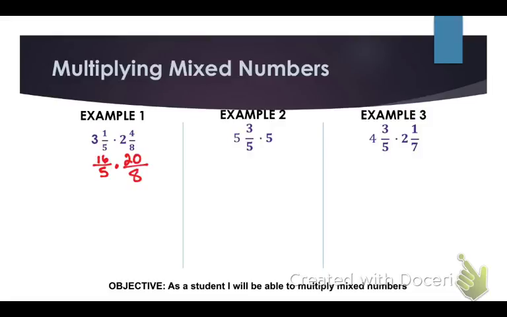All right, now we're going to go ahead and pre-simplify if we can, and we definitely can. 5 and 20, they have a common factor of 5. 5 goes into 5 1 time, 5 goes into 20 4 times. 8 and 16 also have a common factor. That would be 8. 8 goes into 8 1 time, 8 goes into 16 2 times. We cannot pre-simplify anything else. Remember, the 2 and the 4 we cannot pre-simplify because they are both numerators.